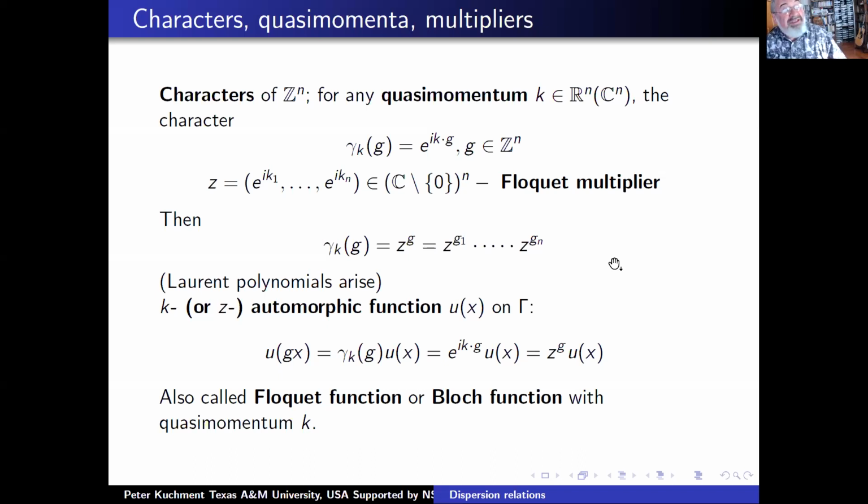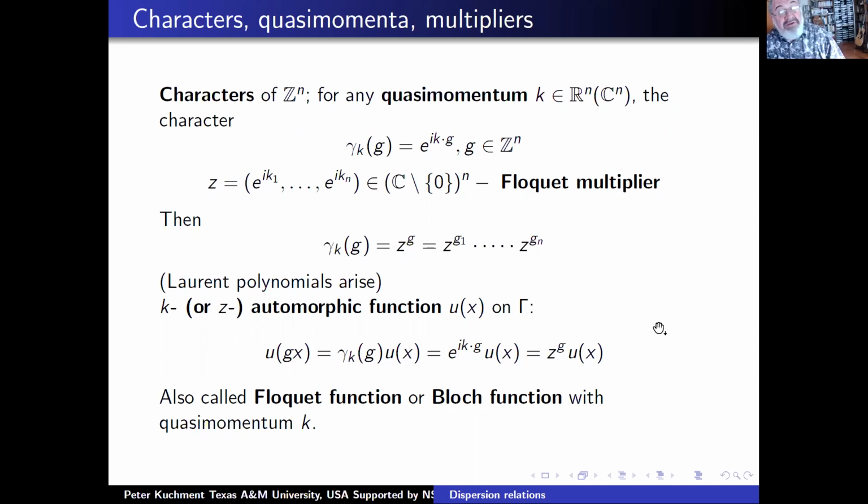Now we will be interested in functions on our graph that are automorphic with respect to this character. What it means, you don't need to know anything about holomorphic functions. This means that if you take function u at the vertex x and shift by a vector of periods g, you get the old value times this character. So when you shift by periods, the value of the function gets multiplied by a character. This is in the quasi-momentum representation. This is in the Floquet multiplier representation.